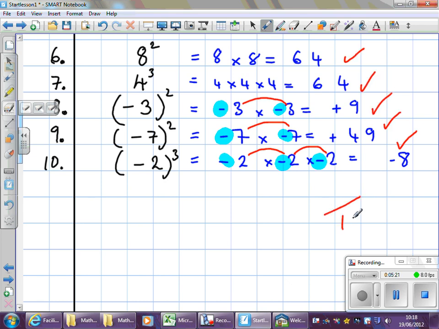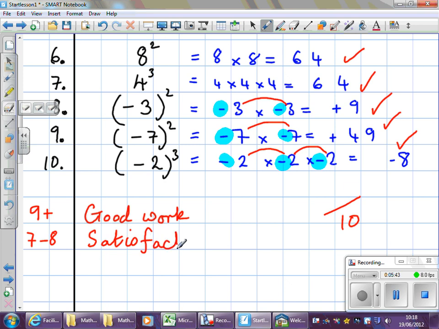Put your mark out of 10. If you've got 9 or more, could you write down in red ink, please? If you've got 9 or more, good work. Young fellow, you're doing it in black. Go and get a red pen. If you've got 7 to 8, could you write satisfactory work? 6 or less, improve effort. Right.